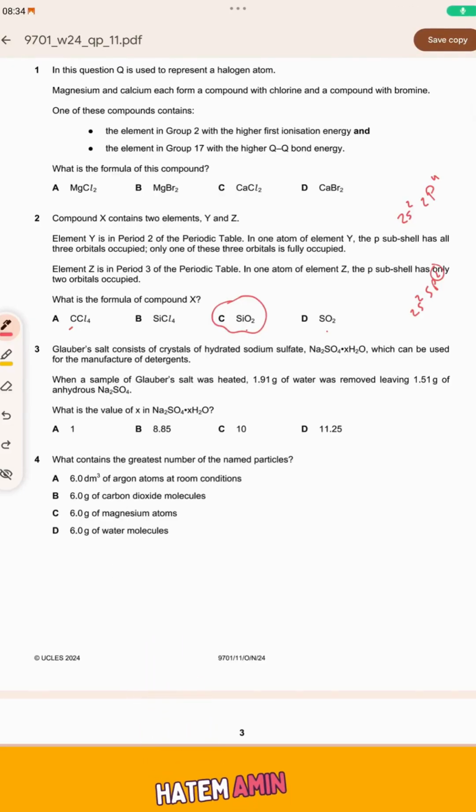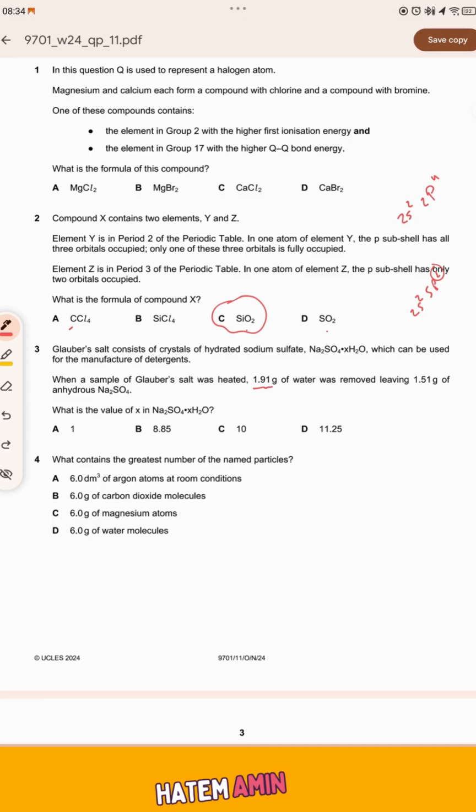Question number 3. Glauber salt consists of crystals of hydrated sodium sulfate, Na2SO4.XH2O, which can be used for the manufacture of detergent. When a sample of Glauber salt was heated, 1.91 gram of water was removed, leaving 1.51 gram of anhydrous sodium sulfate. Now we need to detect X.